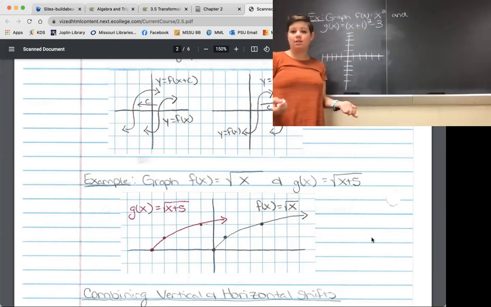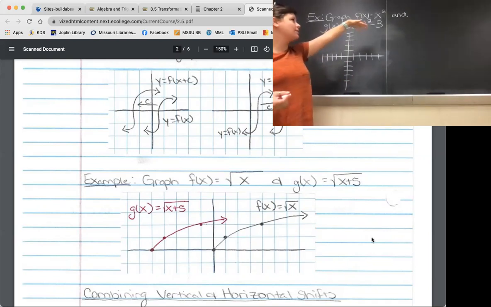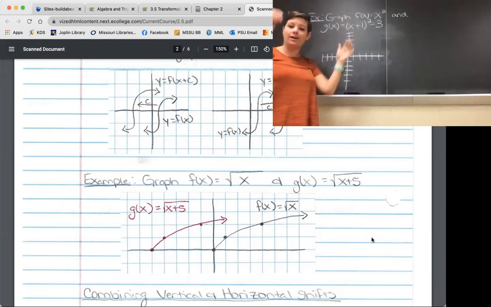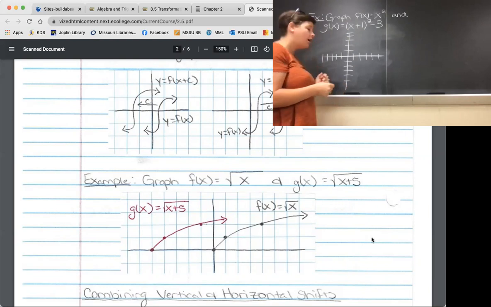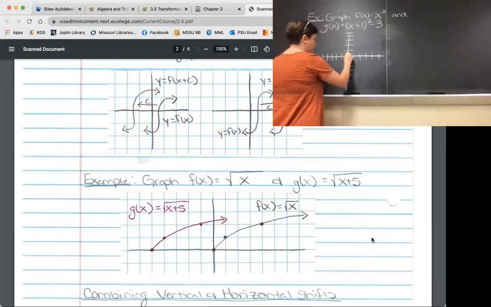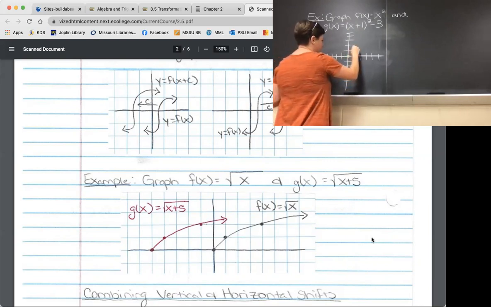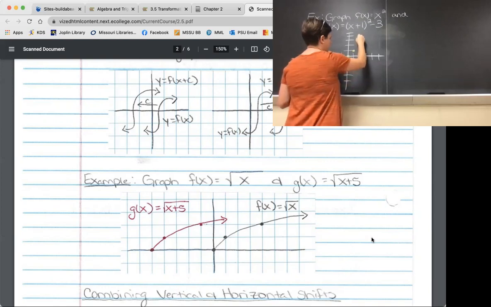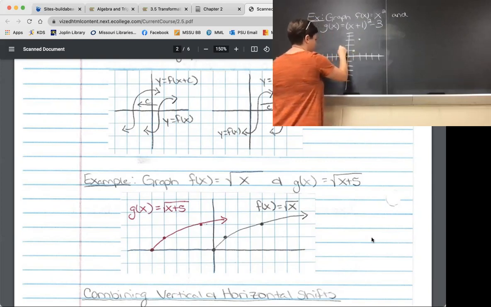But I'm starting from the same starting point. I'm starting from f of x equals x squared, which is your quadratic. That's your U-shaped function. So I have the point 0, 0, and I have the point 1, 1. I have the point 2, 4, negative 1, 1, and negative 2, 4.